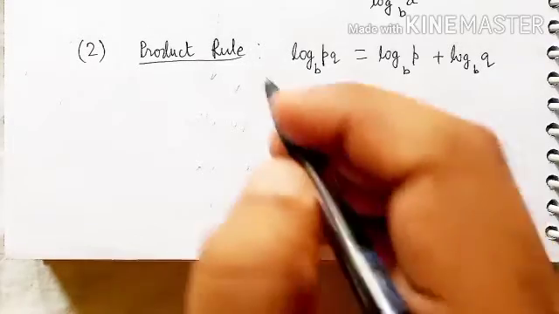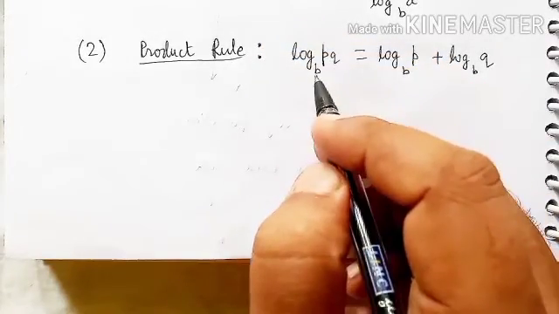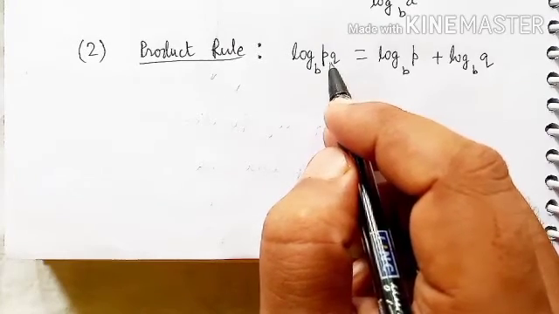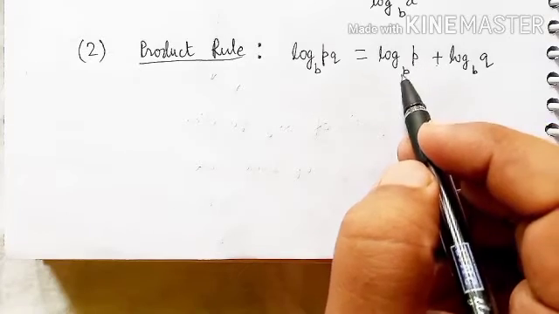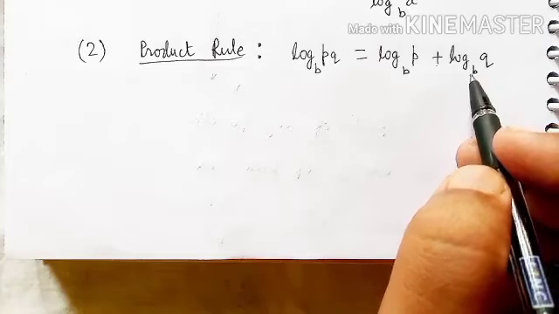Now product rule. Log of pq to the base b, here the product of p and q is taken, is the sum of log of p to the base b and log of q to the base b. Let us prove it.